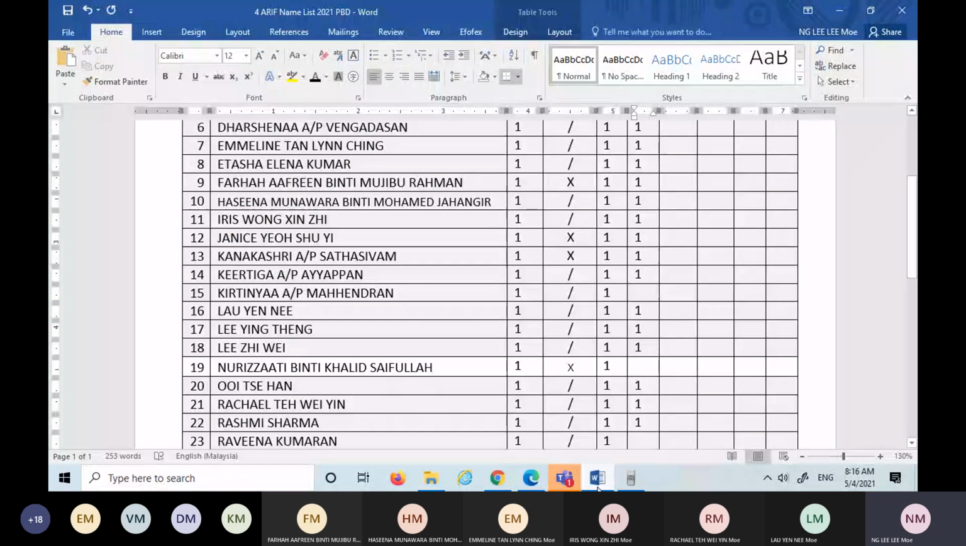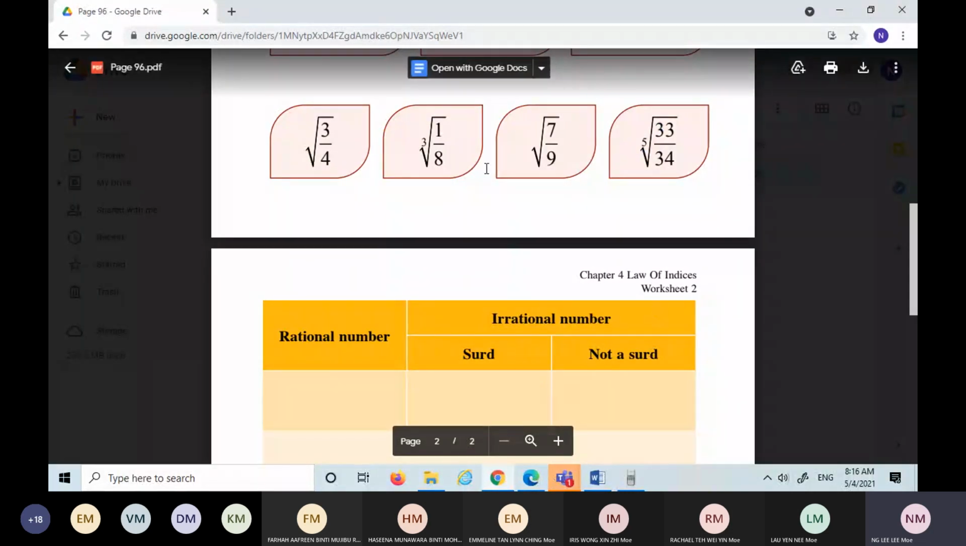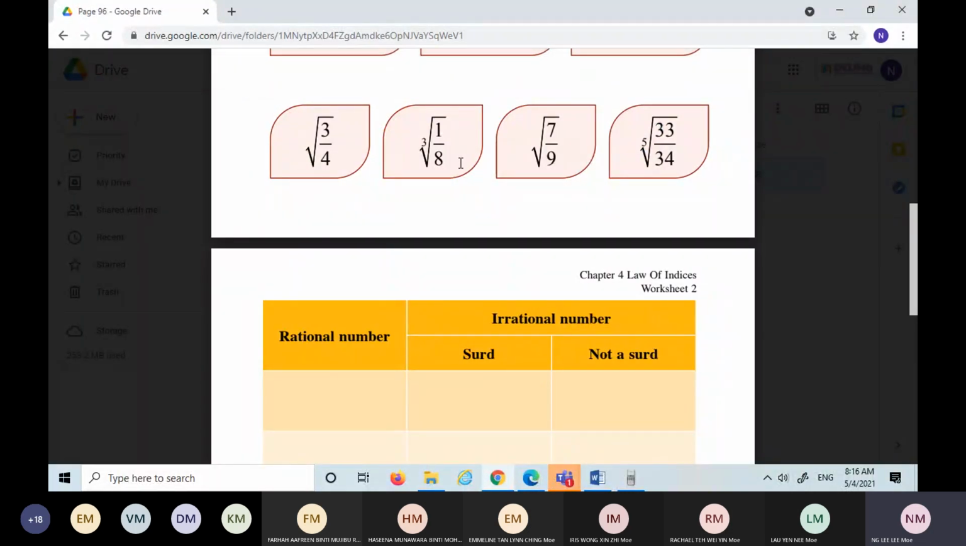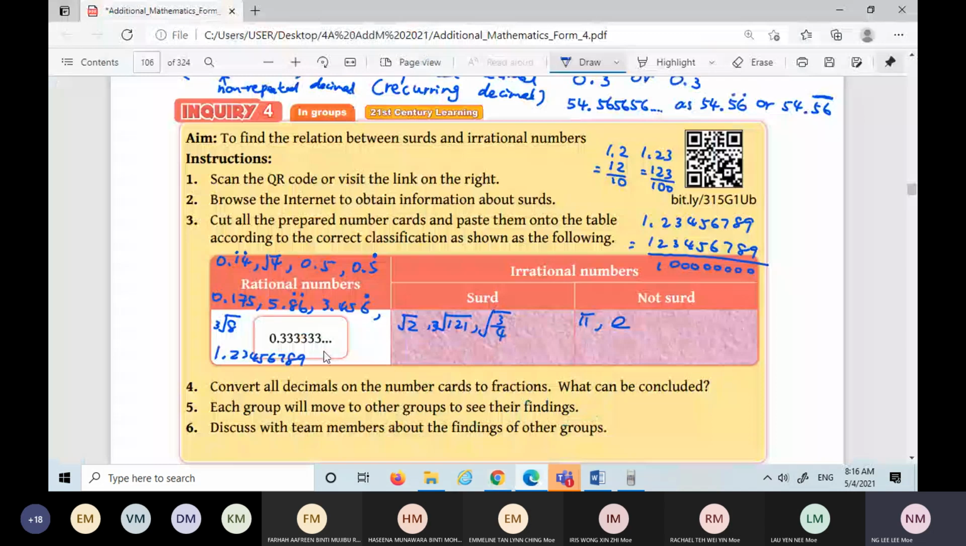Okay, next girl. Ravina. You try this. Okay, cube root of 1/8. When you press the calculator, what do you get? 1/2. So is it rational or irrational? Rational. Okay, very good. So very simple. Rational. Cube root of 1/8.